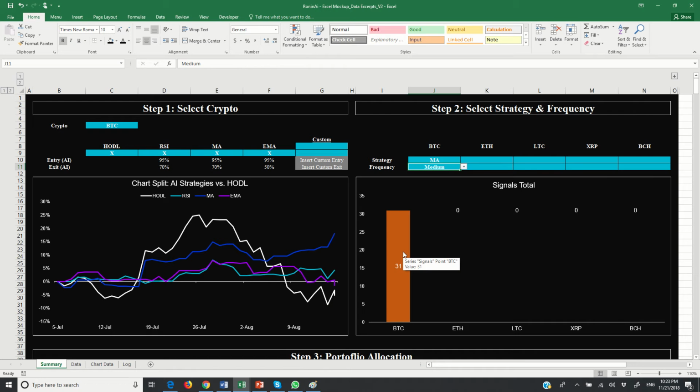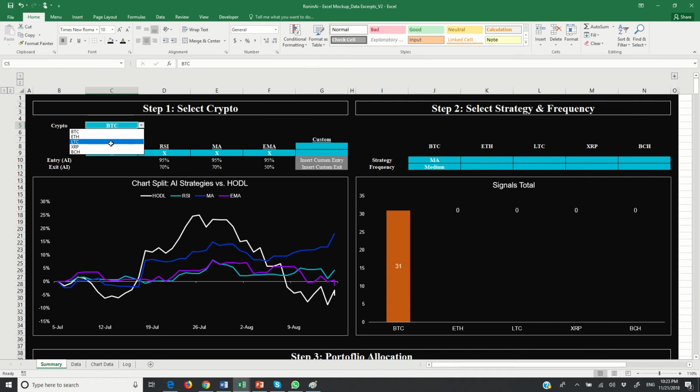That will give us the number of signals that we should expect. And the number of signals is very important because lots of users are not in front of the dashboard or in front of the computer full time, so they need to have a pretty decent understanding of how frequent the trades will be. So the signals section, again, is not perfect, and I already have a way to make it a little bit better, but so far that's what we have.